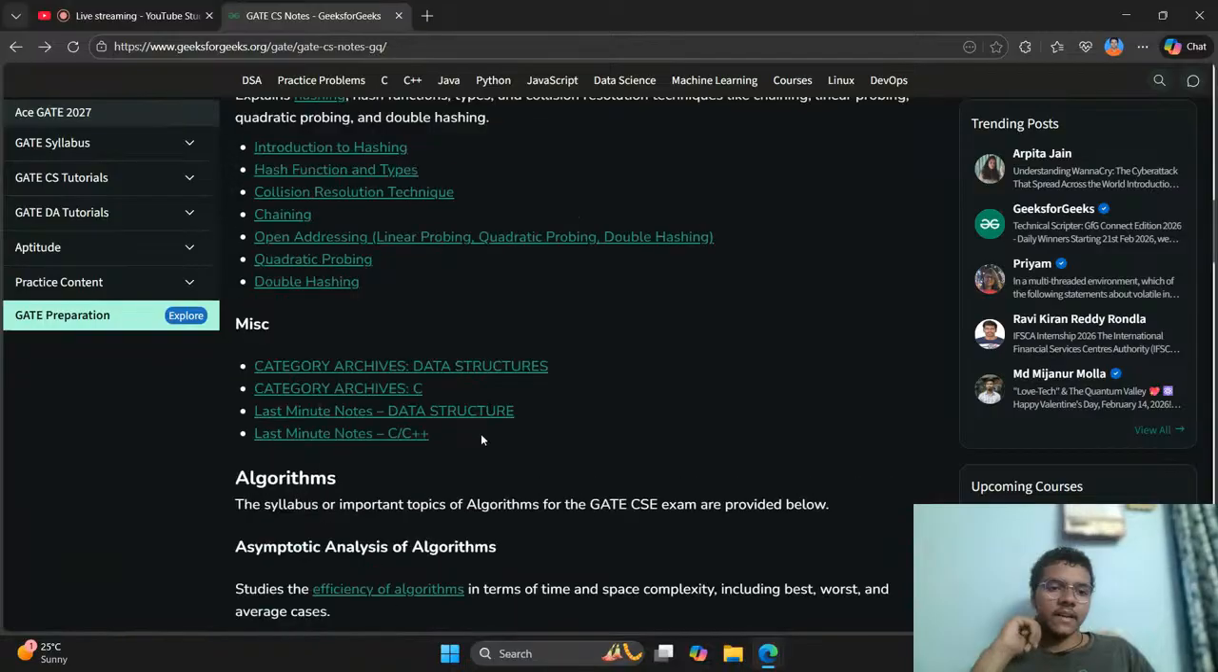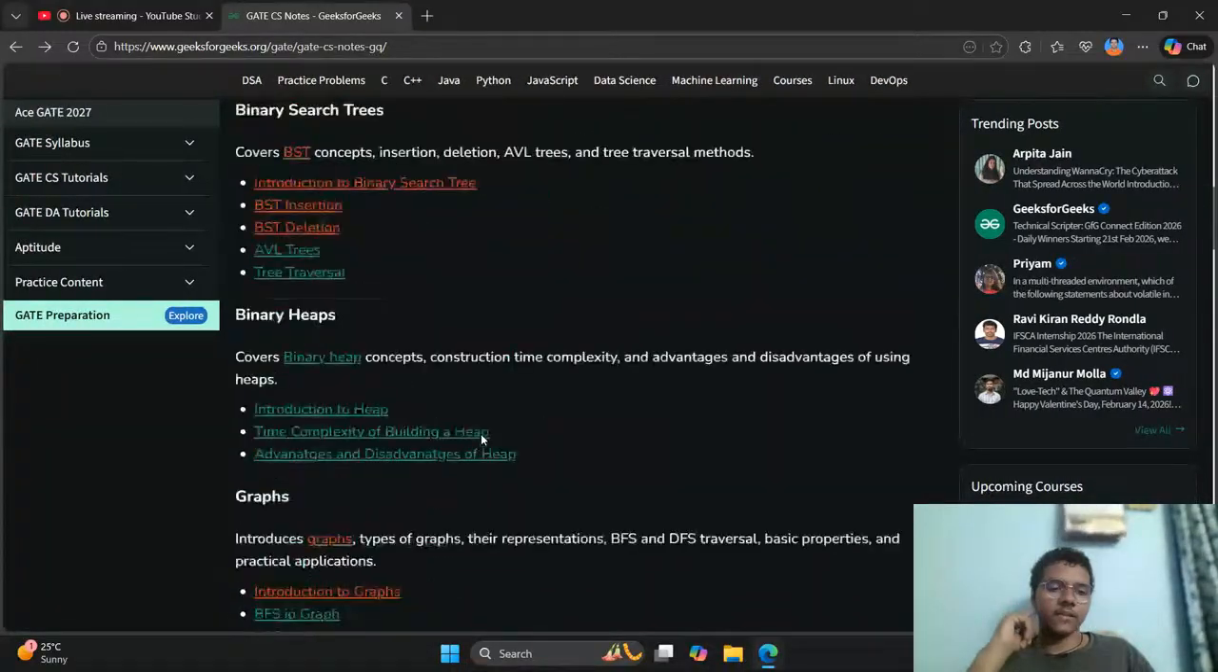So we have hashing, and after hashing, the programming and data structures will be completed.